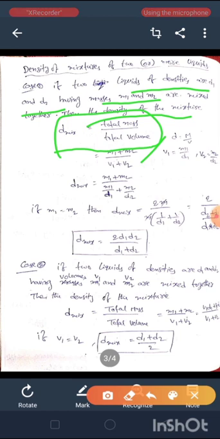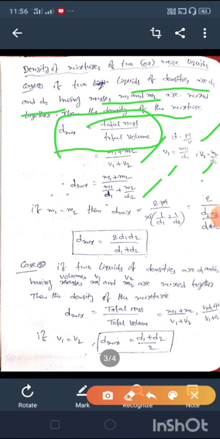We know that density is equal to mass by volume. Therefore, volume v1 is equal to m1 by d1, and volume v2 is equal to m2 by d2. Therefore, the density of the mixture is equal to m1 plus m2 by, here we substitute the v1 and v2 values. Above we found v1 is equal to m1 by d1, v2 is equal to m2 by d2, and substituted them.